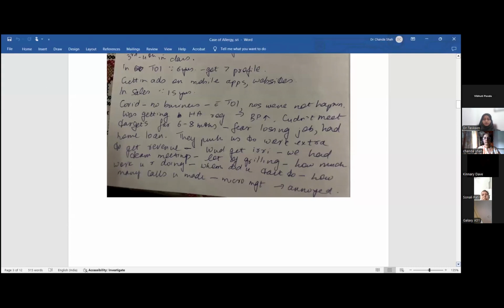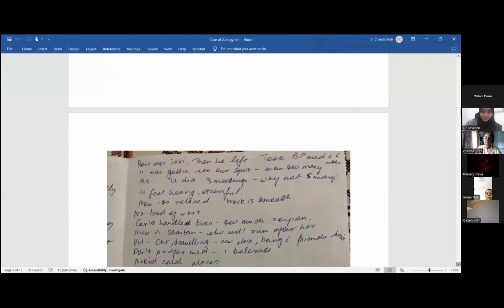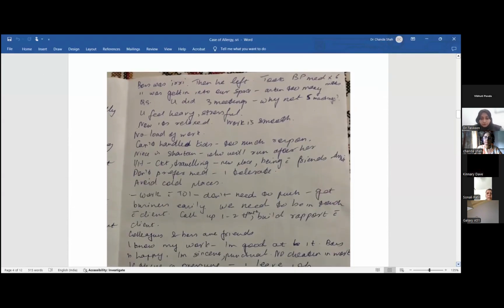We had a team meeting, and a lot of grilling was done as to how much work you need to do. Whom did you talk to? How many calls did you make? The boss would micromanage him, and this annoyed him. He felt the boss was irritating, and so he left. At that time, his blood pressure was more, and he took blood pressure medicines. The boss was getting into our space, asking too many questions. You did three meetings, you should have done five meetings. This made him feel very heavy and stressful.